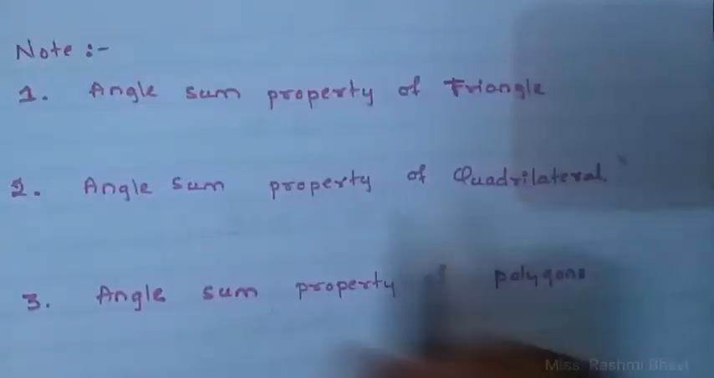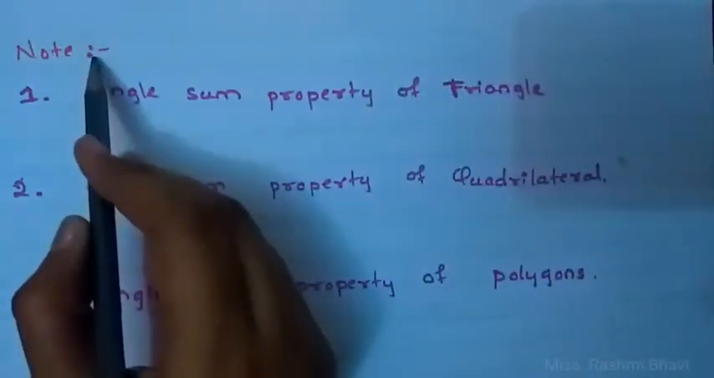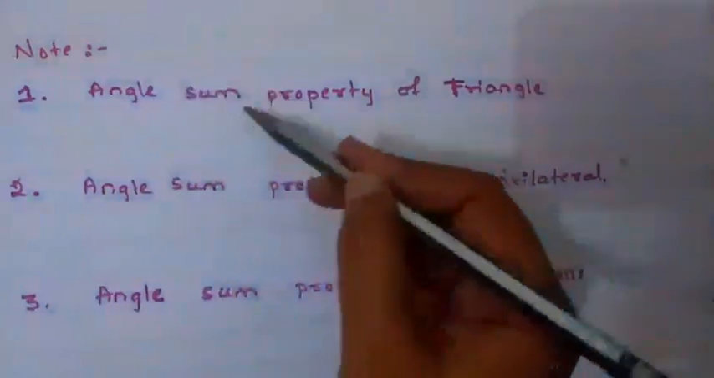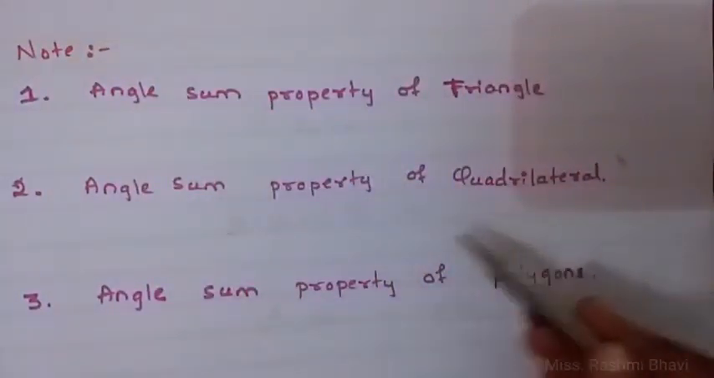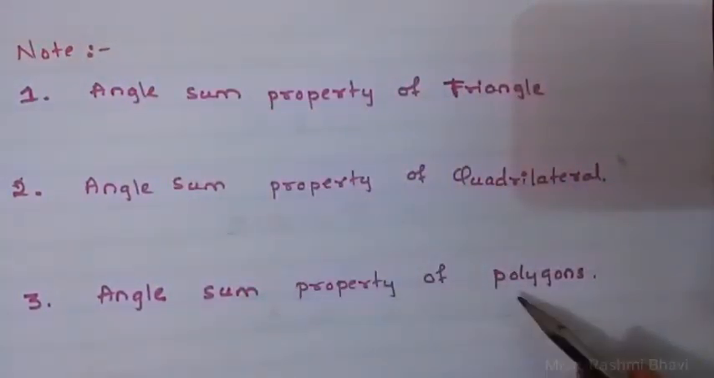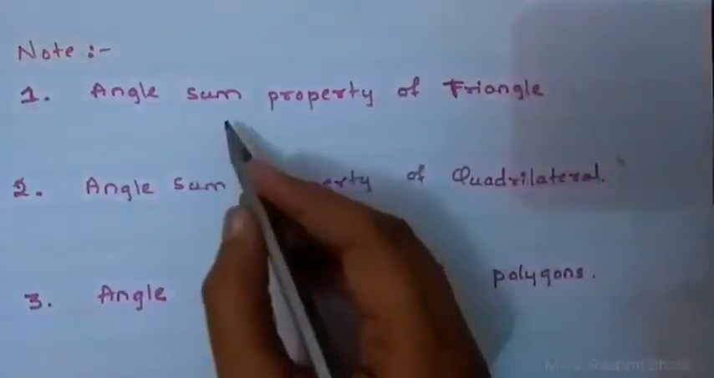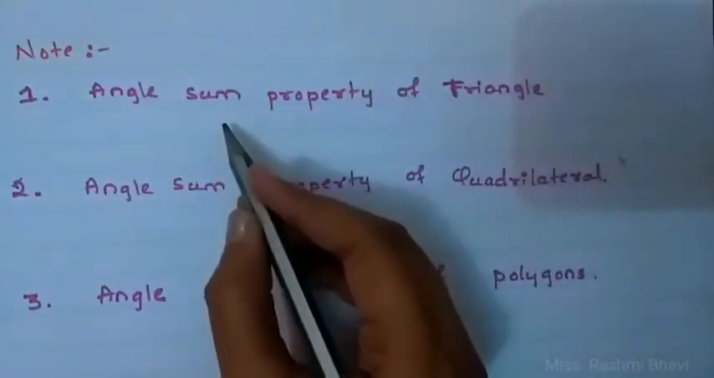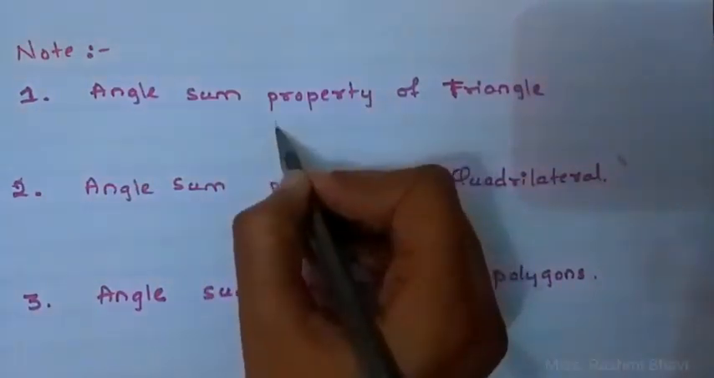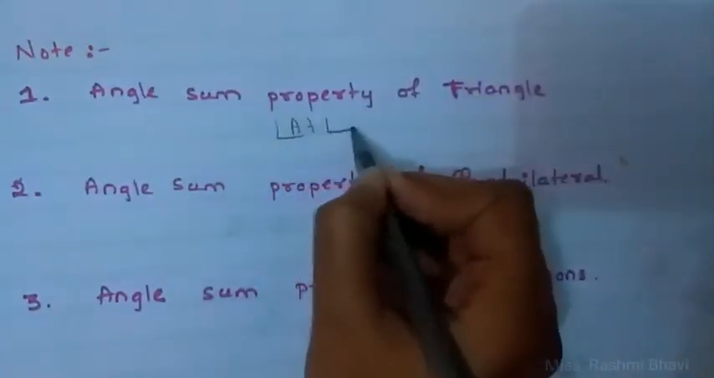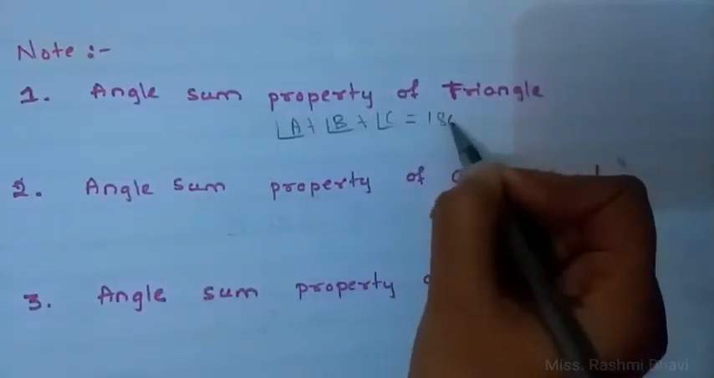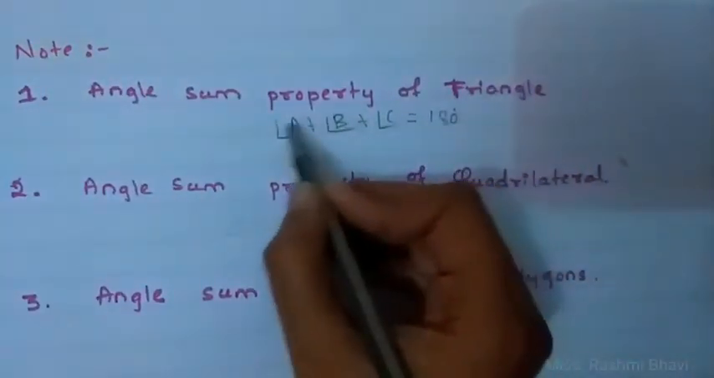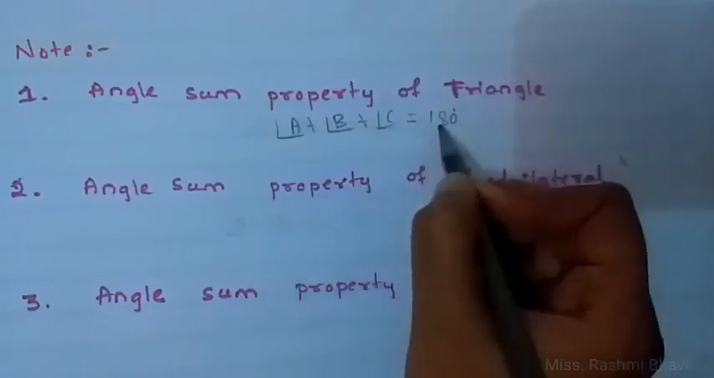So next important note is the differences of angle sum property of triangle, angle sum property of quadrilateral, and angle sum property of polygons. I will show you now. Here in the triangle we have 3 interior angles. So we define the formula as angle A plus angle B plus angle C is equal to 180 degree. The sum of the 3 interior angles of the triangle is 180 degree.